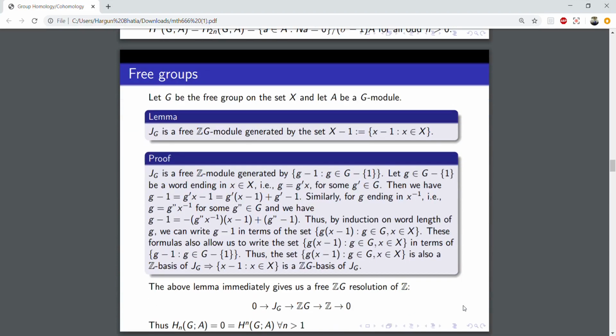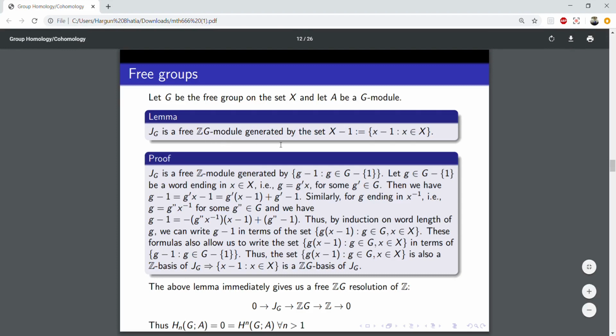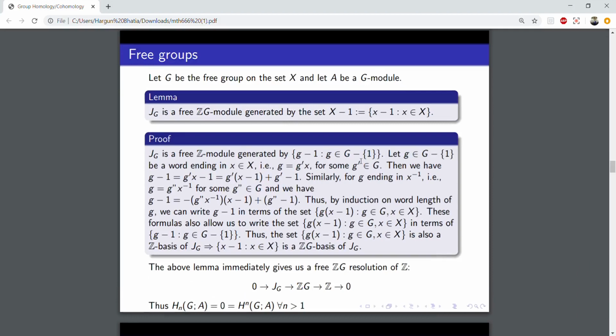Now, free groups are also something we can do. Suppose G is a free group on a set X. Then it turns out that the augmentation ideal is also a free ZG module, which is generated by the set X minus 1. So why? Let's try to see that. Notice that JG is already free abelian, generated by the set g minus 1 for g not equal to the identity element.